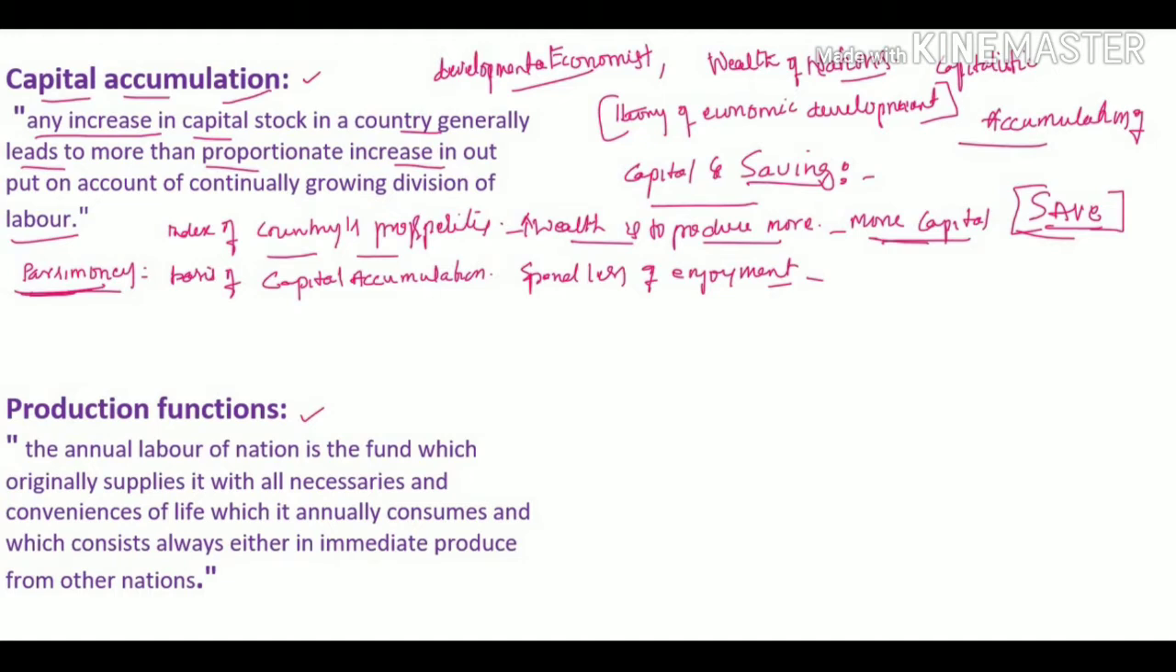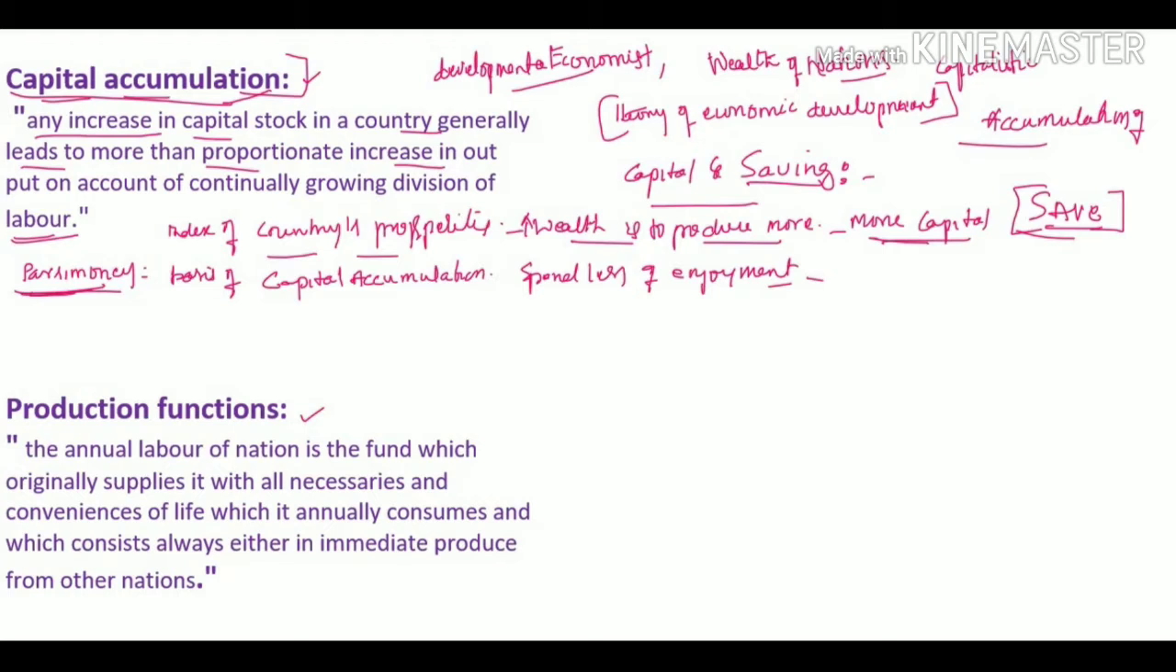It is a very important function: an increase in capital stock in a country leads to a more than proportionate increase in output on account of continually growing division of labor. Capital accumulation increases production and helps in the division of labor. The production and sources of more capital is an integral part of the capitalistic development of an economy. Capital accumulation is the central point of Adam Smith's theory of economic development.